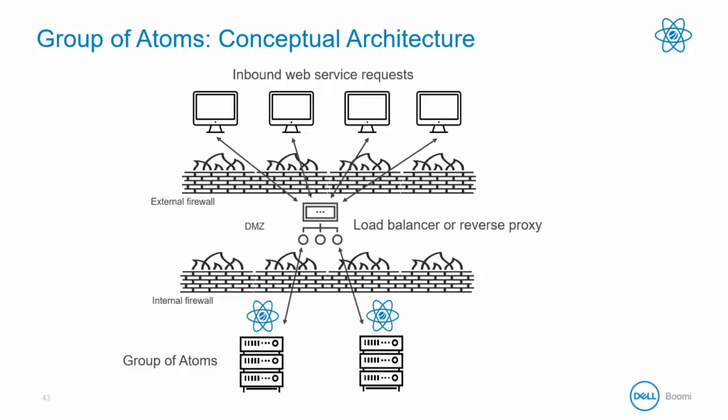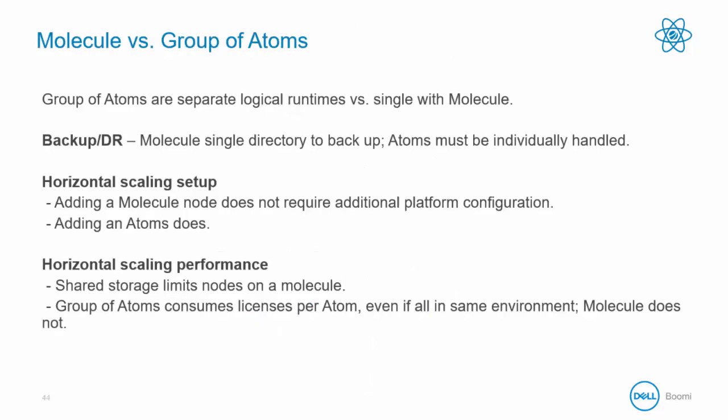This illustration gives you a sense of what a group of atoms could look like. You are getting inbound web service requests from everywhere and all different types of requests. You have the external load balancer in the perimeter network, or your DMZ, and that load balancer routes specific processes to finely tuned atom runtimes. The big difference between a molecule and a group of atoms is that a group of atoms are separate logical runtimes versus a single logical runtime with a molecule.